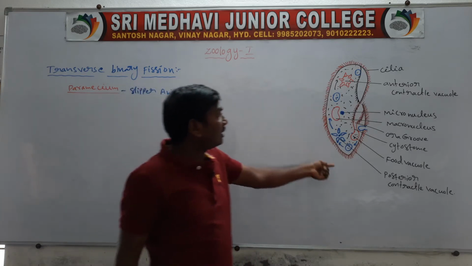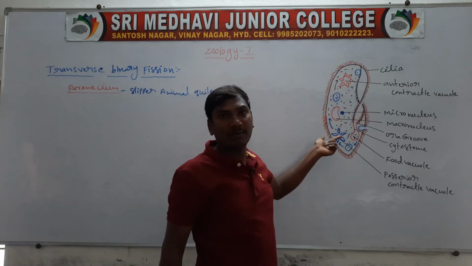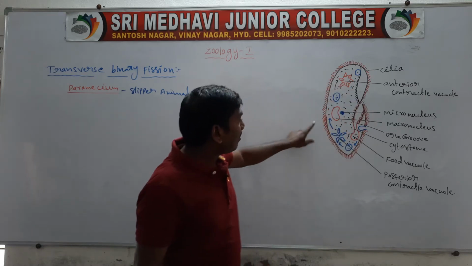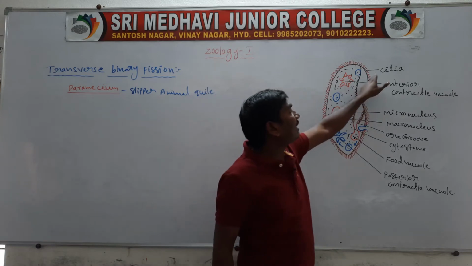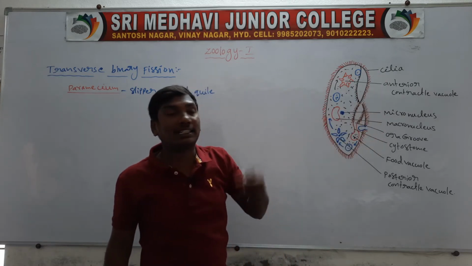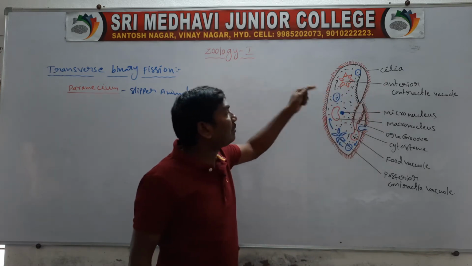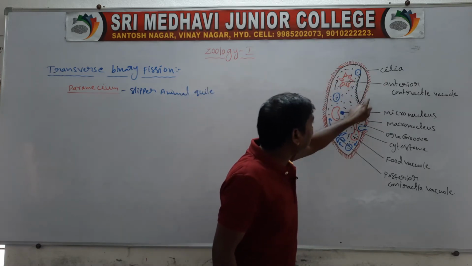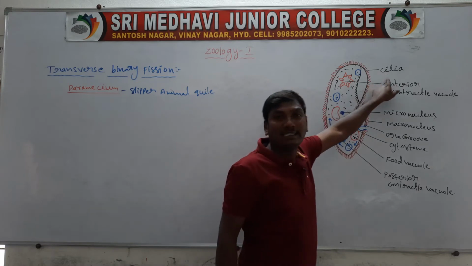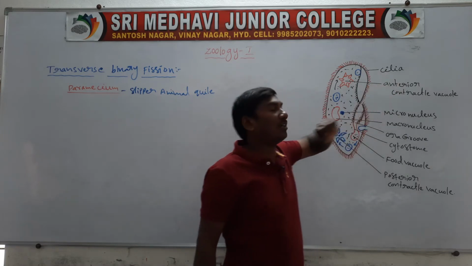Next one. See that this is the paramecium diagram. The paramecium contains short hair-like structures. These are called cilia.